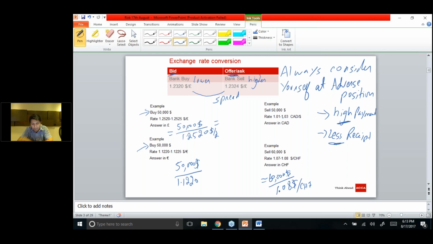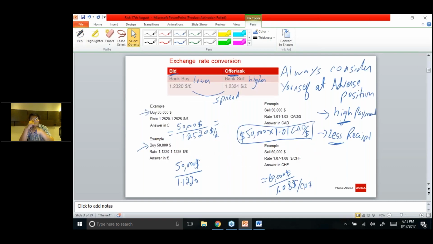Okay, in this example, the dollar and the Canadian dollar will not be cancelled out, so in this case you are going to multiply. Multiply it with the Canadian dollar, and obviously you are selling something, so that means you are going to receive. And in this case, we know that whenever you receive, you will receive less. So that's how you're going to solve these examples in the exam.